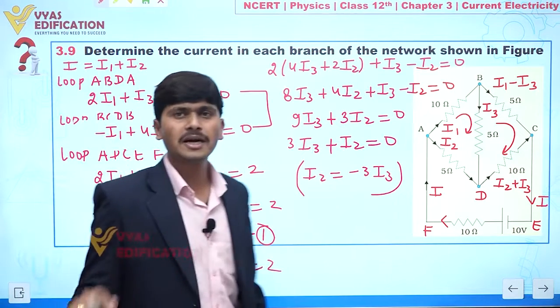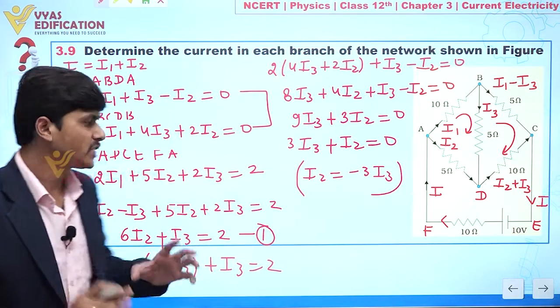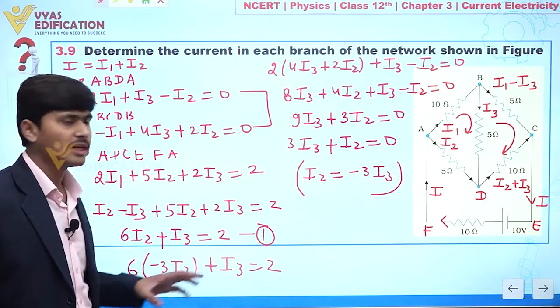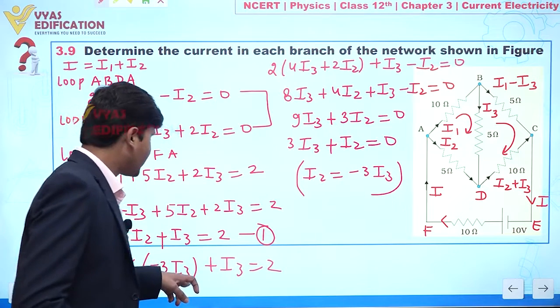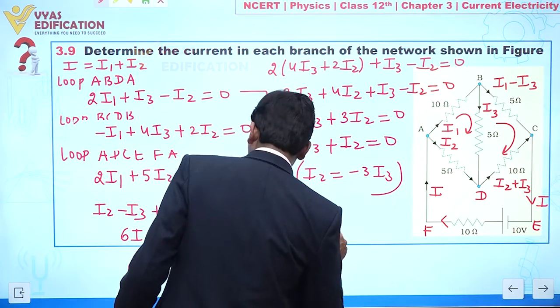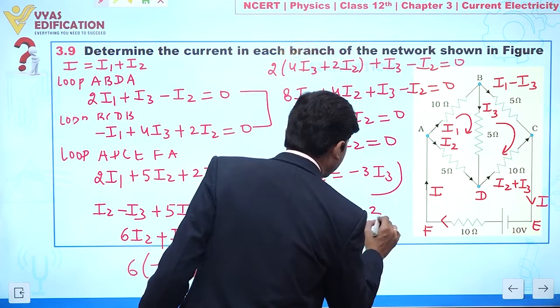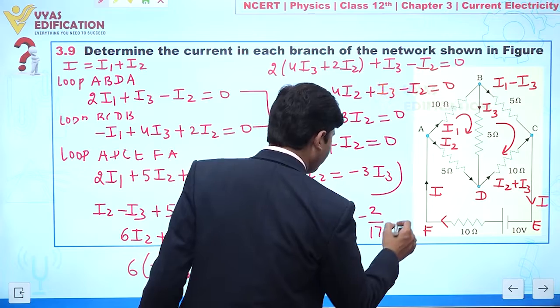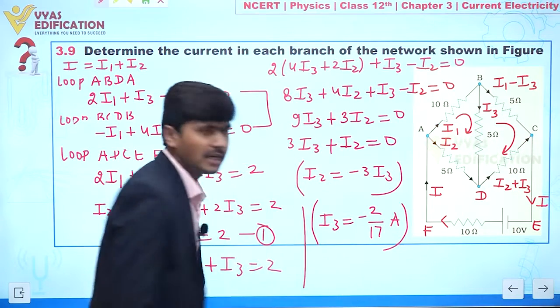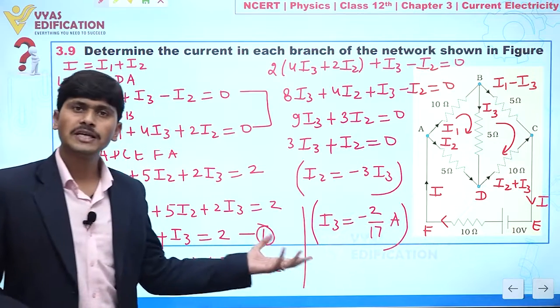Always keep in mind that the plus and minus calculation is very interesting here, so always take care of the calculation. This is minus 18I3 plus I3, so we can say this is minus 17 I3. So I3 is given by minus 2 by 17 ampere. Clear to everyone? So the value of I3 we are getting is minus 2 by 17 ampere.